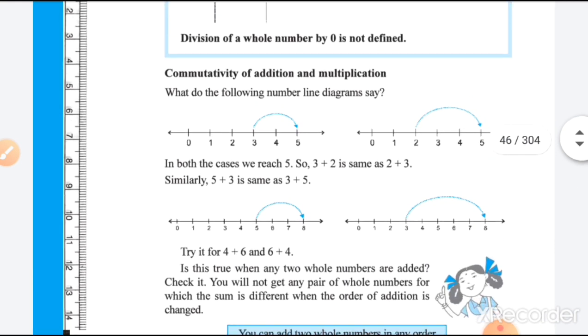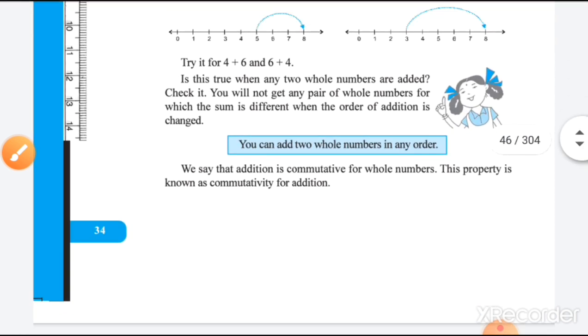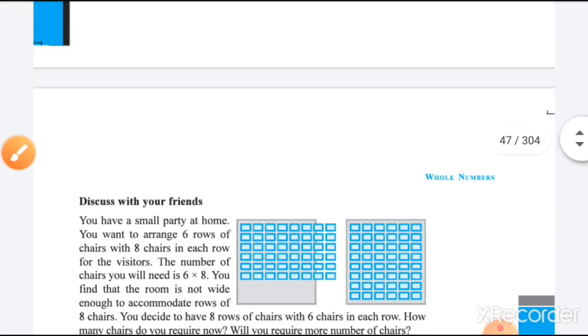Next, commutative property. What is the commutative property? You can add whole numbers in any order. 3 plus 2 is equal to 5. You can add 2 plus 3, then also you will get 5. It means you can add whole numbers in any order. Same way, you can multiply whole numbers in any order. This property does not work for subtraction and division. You can take examples and try it.